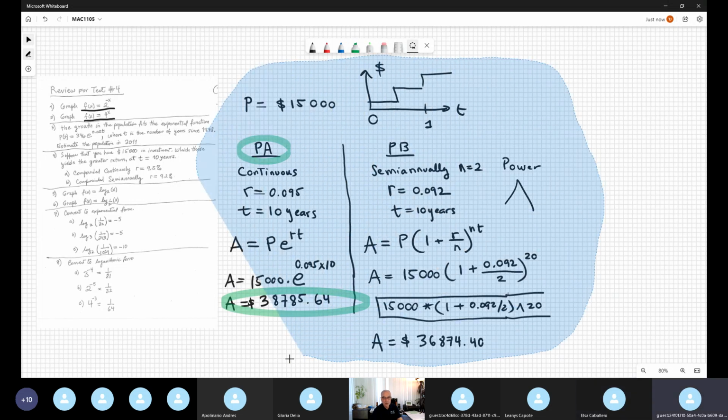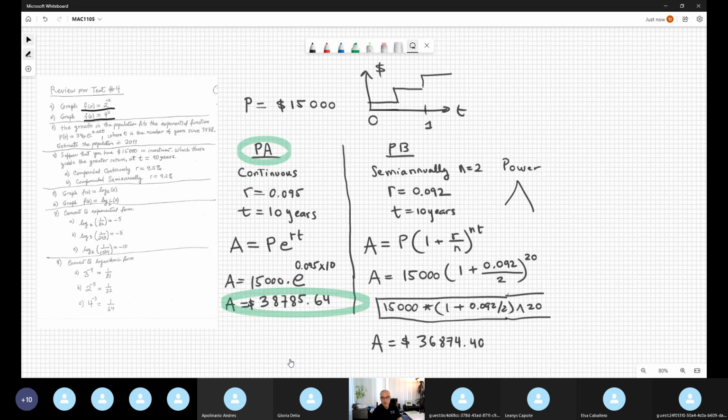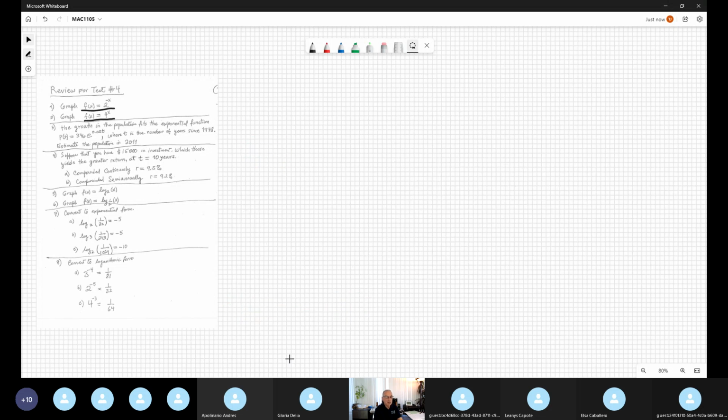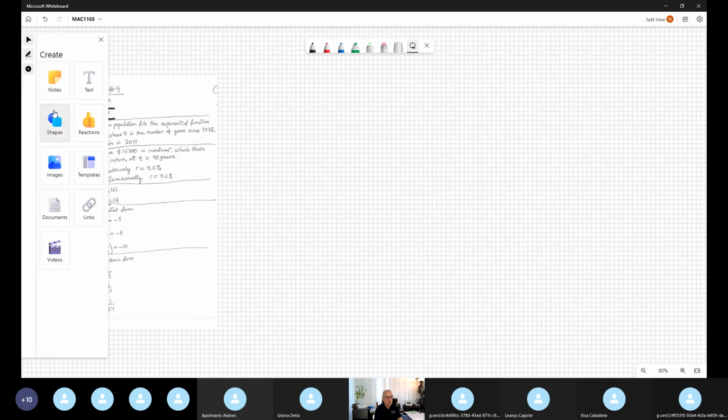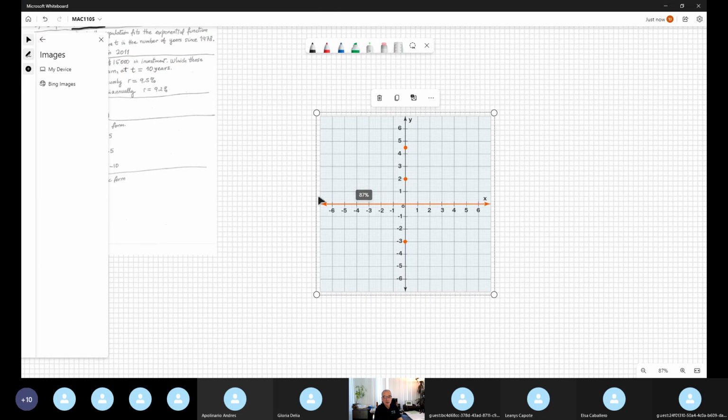Okay. Now we come back again to graphing. The graph of the logarithm now. Remember, the logarithm is the inverse function of the exponential. So the graph is different, no?